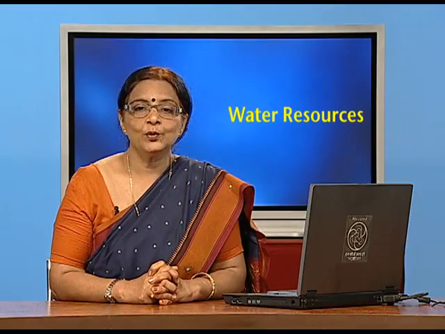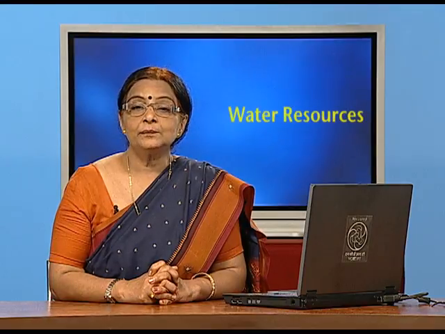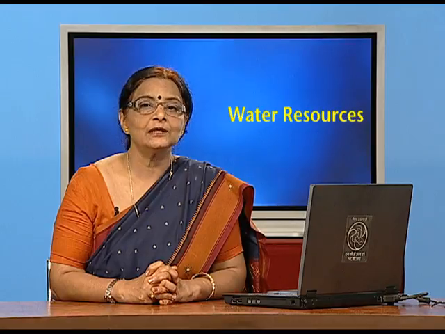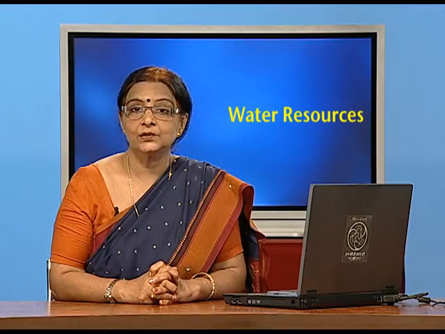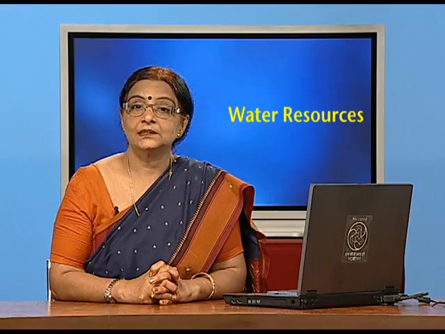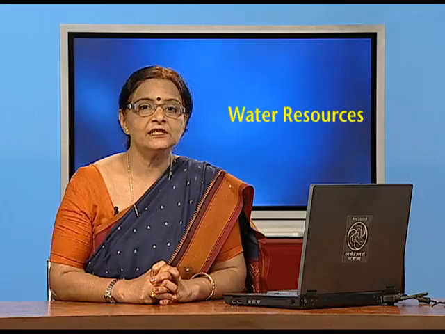One is Jammu and Kashmir with only 1.07% of the developed groundwater resources, whereas Punjab has 98% of the developed resources of the groundwater. So, the idea must be clear to you why there is so much variability in the development of water resources in these two states. And the reason is quite clear: Punjab is the most progressive state.